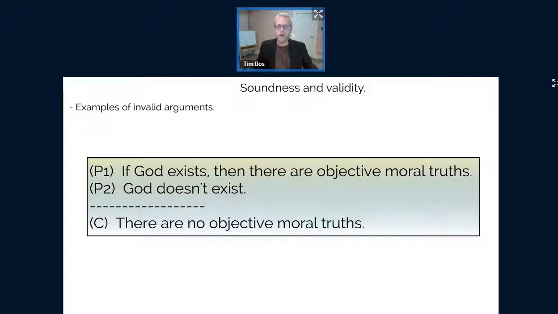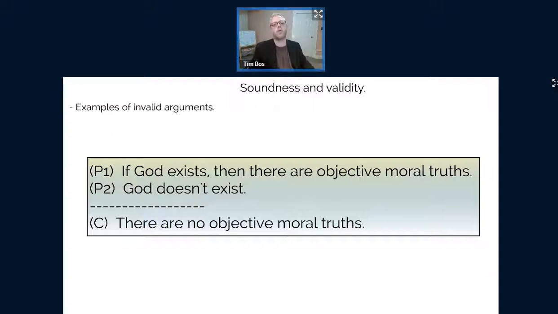The conclusion could be false, even if the premises are true. It's logically possible for both of the premises to be true, and yet for there to be objective moral truths for some other reason. It might have nothing to do with God. So that's the point here. You simply think, okay, let me imagine that the world is such that the premises are true.